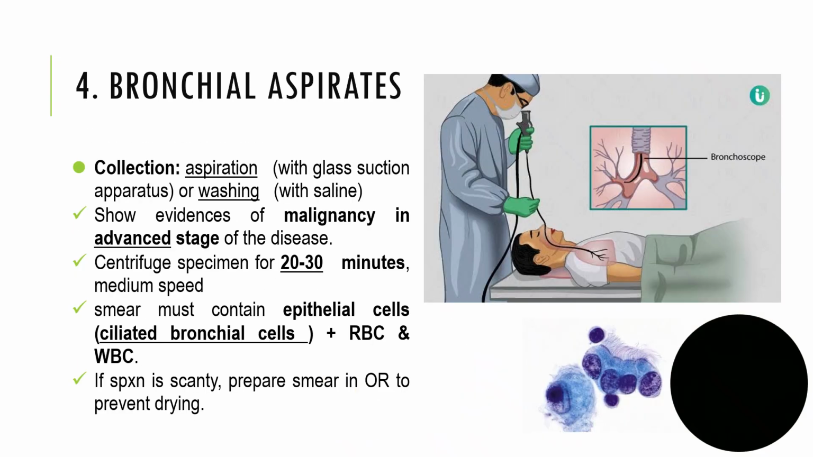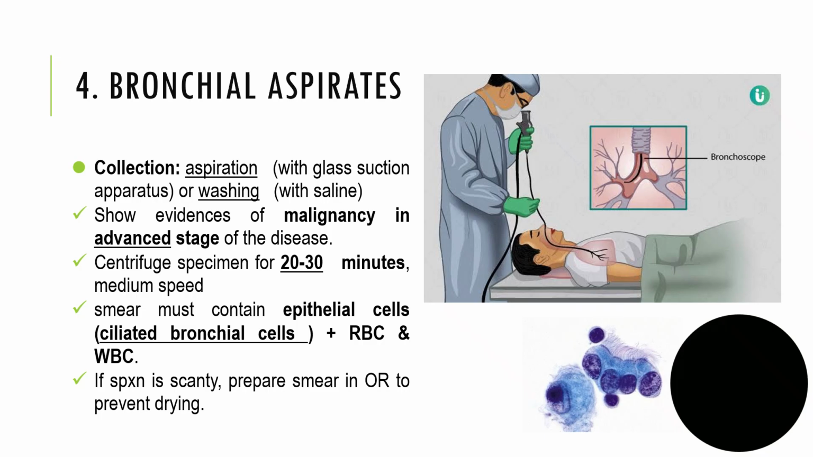Next, we have bronchial aspirates. Bronchial aspirates are collected by either aspiration using a glass suction apparatus or by washing with saline. This technique is best for showing evidence of malignancy in advanced stage disease when the tumor is large enough to shed cells into the airways.